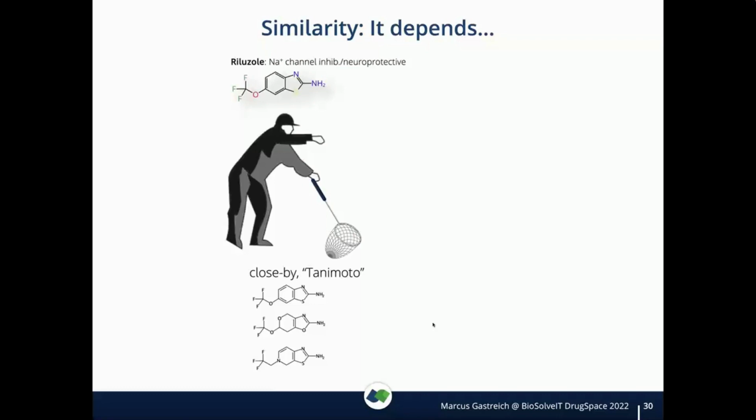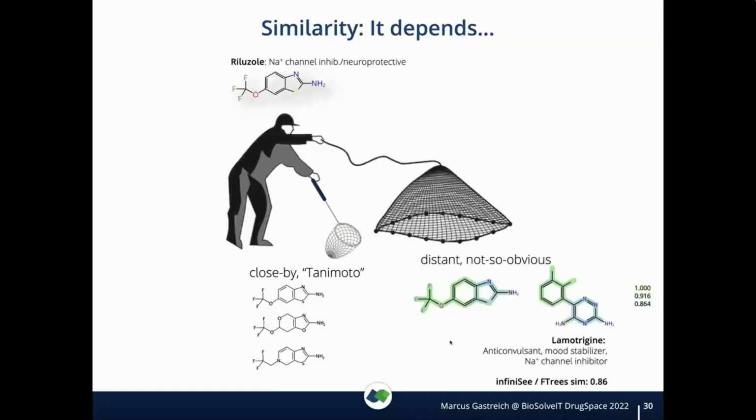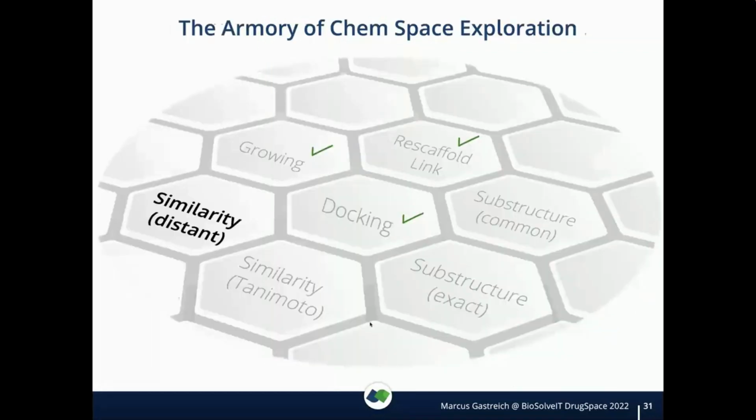On the other hand, you have those distant and not so obvious molecules that other descriptors need to fish out, or that you would wish other descriptors would be able to fish out. For example, this thing here, lamotrigine. It acts as an anticonvulsant. It's also a mood stabilizer, at least that's currently being investigated. Again, we have a channel inhibitor, and infiniSee and feature tree similarities, which I will introduce or recap in a few minutes, come up with a similarity of 0.86, comparably high as opposed to methods based on fingerprints that we would classically use here. So that's the distant similarity.